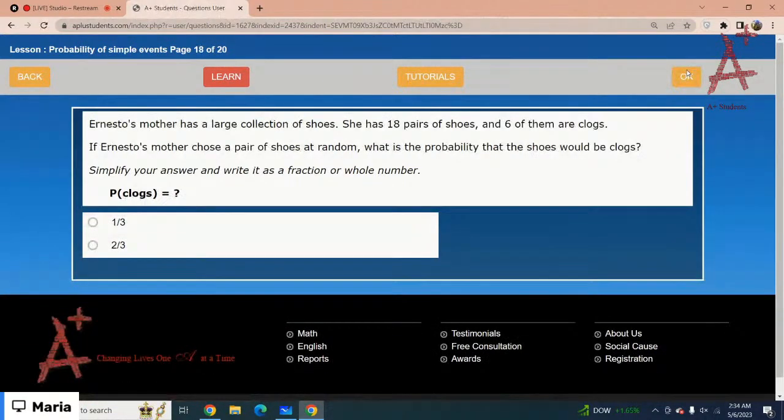Okay. Ernesto's mother has a large collection of shoes. She has 18 pairs of shoes and 6 of them are clogs. Then Ernesto's mother chose a pair of shoes at random. What is the probability that the shoes would be clogs? So which is the correct option? Yes, it would be 6 over 18, and when you simplify the answer, that would be 1 over 3.